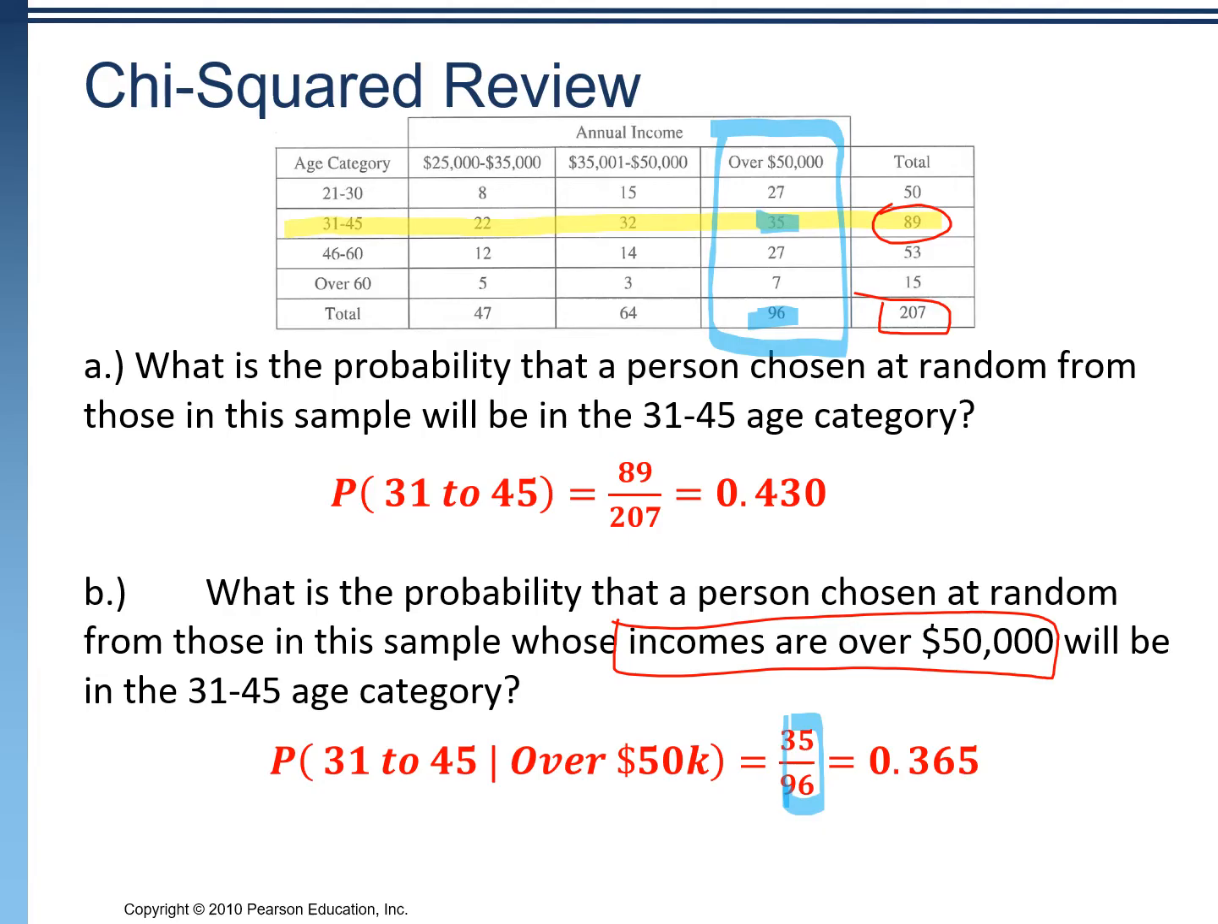Also, let's just take a minute to identify the different notations these are written in. So if you were given a problem like this, find P of 31 to 45, it's just finding the probability that someone is in that 31 to 45 age group. This line right here in the second problem means given. Okay, it means that this is a condition that needs to be met. So we're only looking at the people in that over 50,000 income group, and then within that group, we're finding the probability that they're 31 to 45.